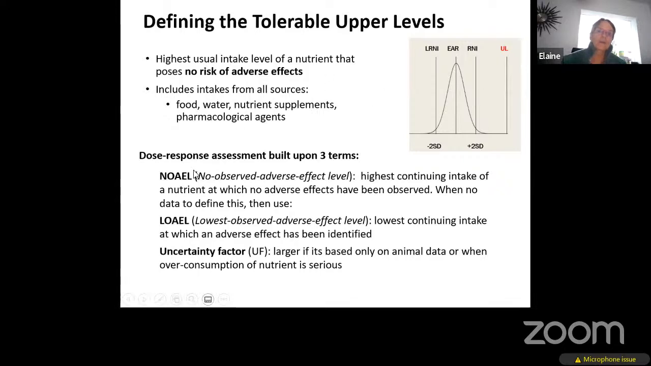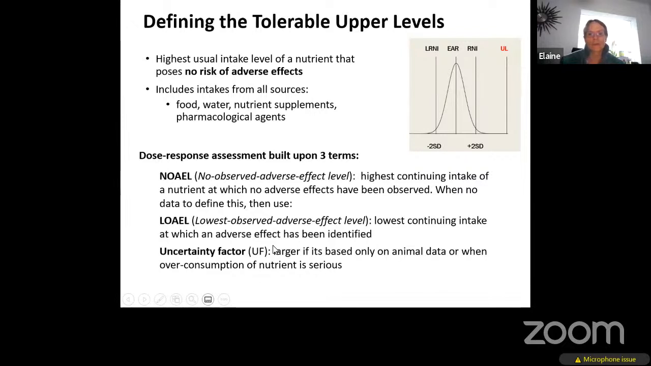And it's based on an assessment of three terms. One is the no observed adverse effect level. And this is the highest continuing intake of a nutrient at which no adverse effects have been observed. And when there isn't data to say this is a level where there aren't any observed negative effects, the other aspect that's used is the lowest observed adverse effect level. And this is the lowest continuing intake level at which an effect has been observed. And then there's an uncertainty factor that's built into it.